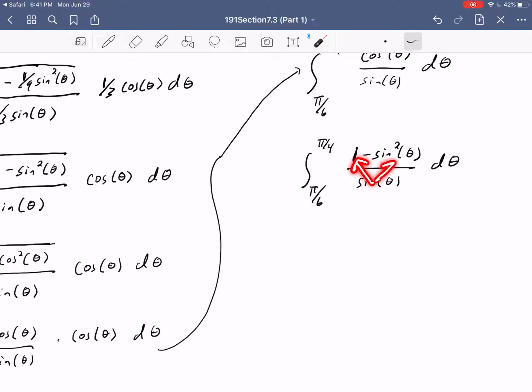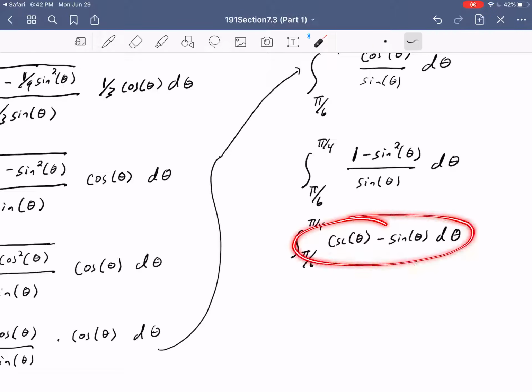I can now divide the sine into both, and we get the integral from pi over 6 to pi over 4 of 1 divided by sine, which is cosecant theta, minus sine squared divided by sine, which is just sine theta.